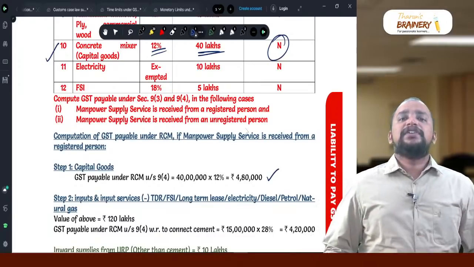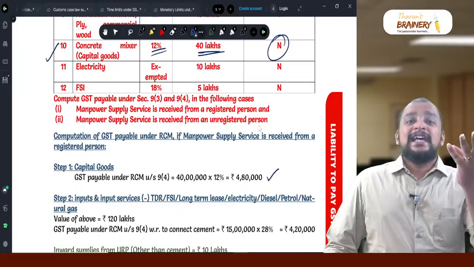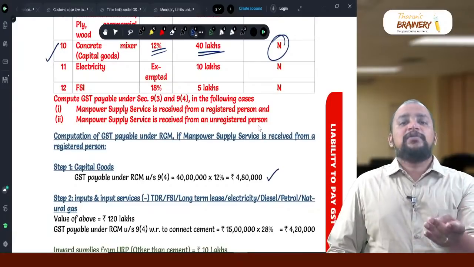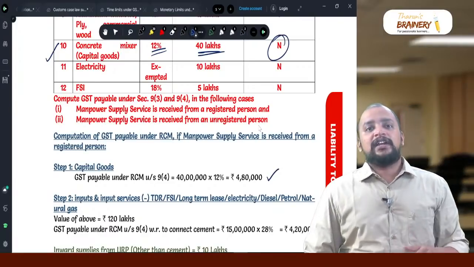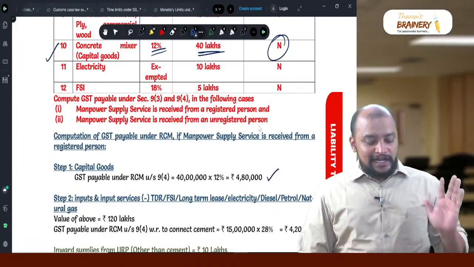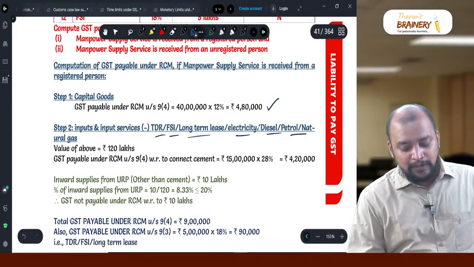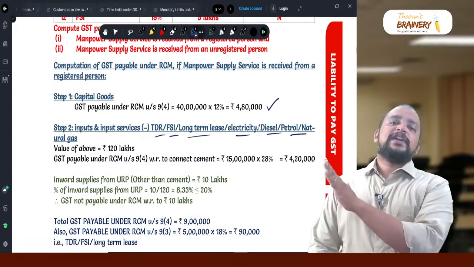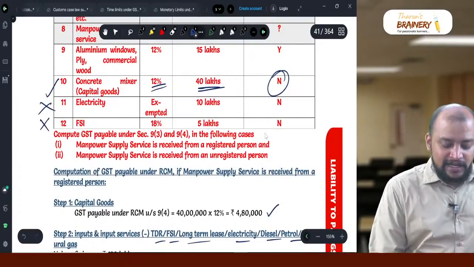And then next we need to take remaining inward supplies. In that remaining inward supplies, we need to take out electricity, TDR, FSI, long term lease, because TDR, FSI, long term lease is anyhow covered under 9 subsection 3, that should be taken out. Then petrol, diesel and natural gas also should be taken out. So after taking all these things, that is TDR, FSI, long term lease, electricity, diesel, petrol, natural gas, these are to be excluded. So here electricity is there, you take out, FSI is there, you take out.